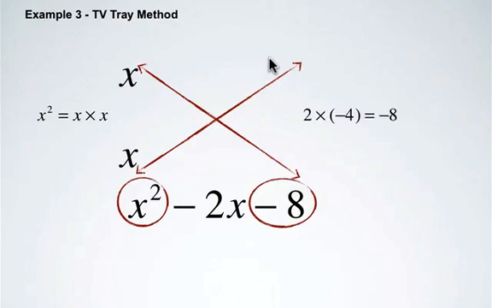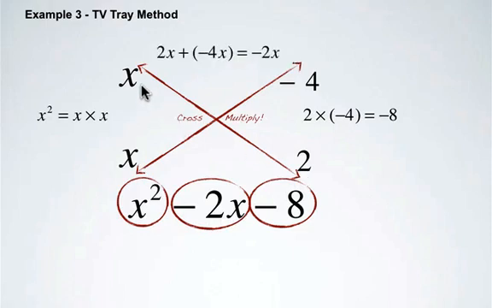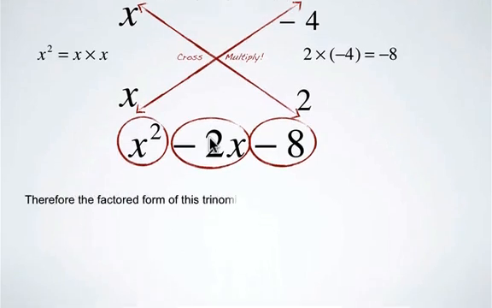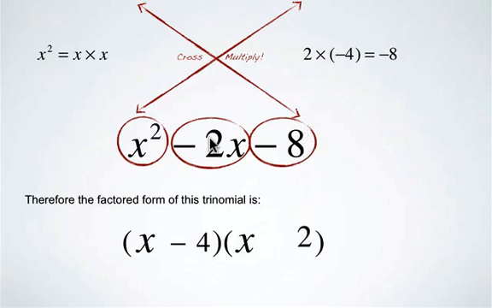This time we'll use 2 and negative 4. Put our negative 4 here, and our 2 is here. Now we cross multiply. We're trying to get a sum of negative 2x. So, 2 times x is 2x, and x times negative 4 is negative 4x. When you add these two together, you get negative 2x. That's the second term we're looking for. Therefore, the factored form of this trinomial is x and negative 4 and positive 2.